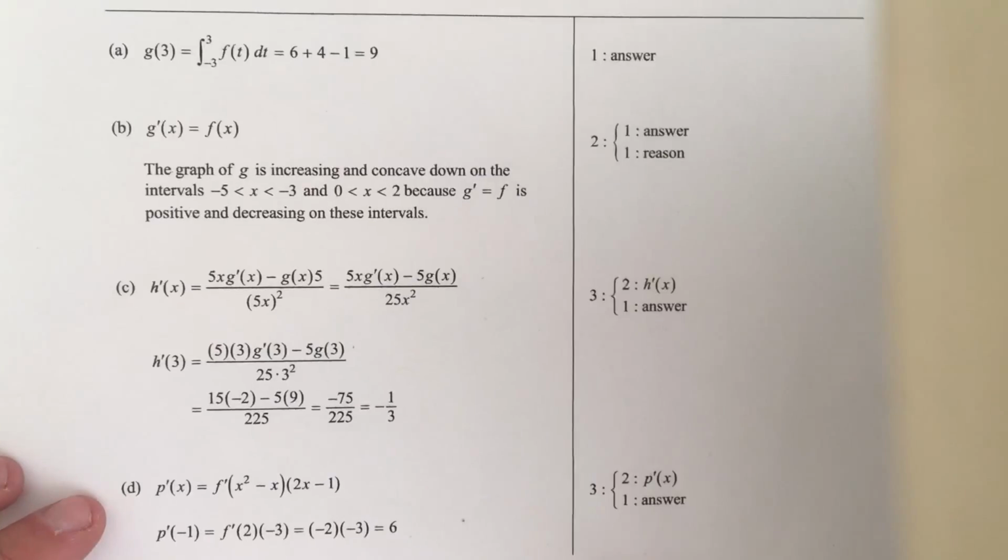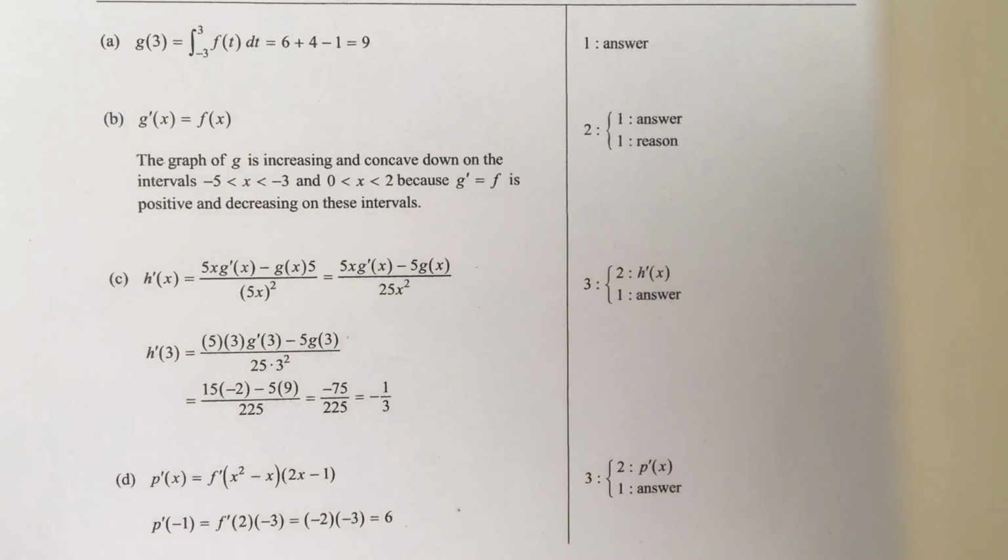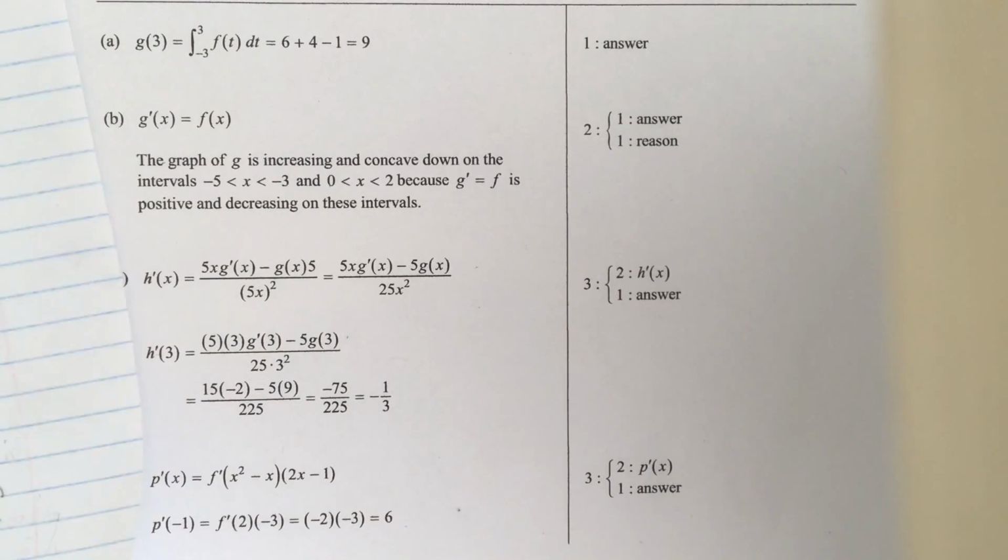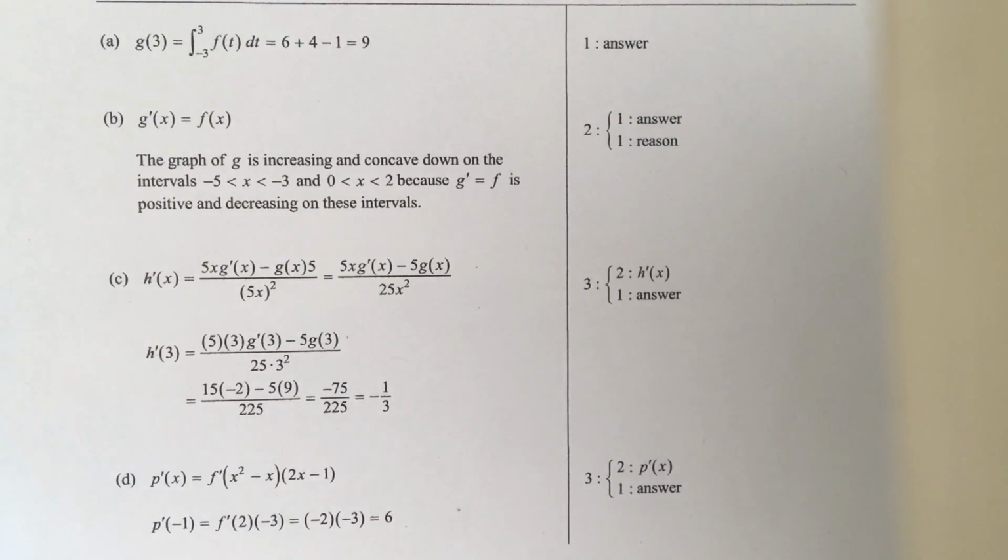So this question is worth 9 points total. For part A, it was just 1 point, which is the answer. For part B, we needed the answer and the explanation as to why it is increasing and concave down. And then for part C, there were 2 points available for finding h prime of x, and 1 point available for the actual numerical answer. And for part D, we have 2 points available for finding p prime of x, and 1 for getting the correct answer.